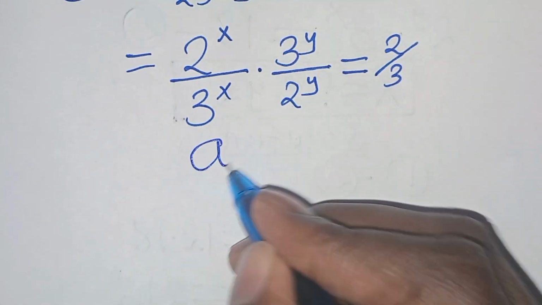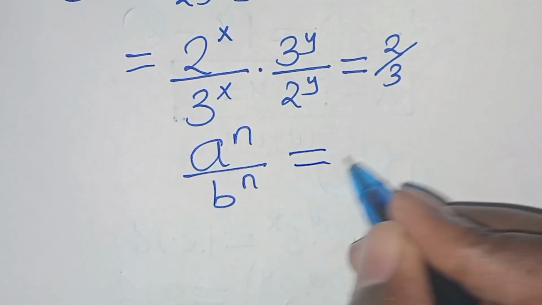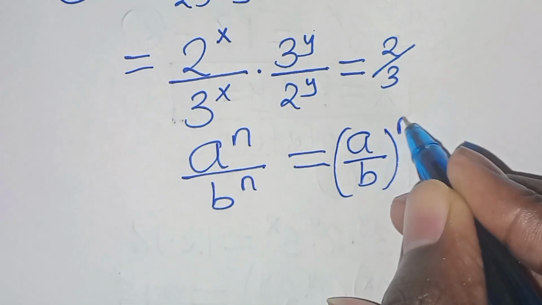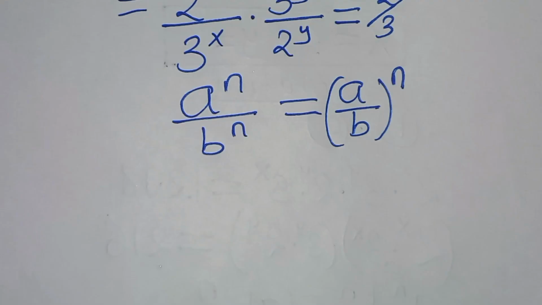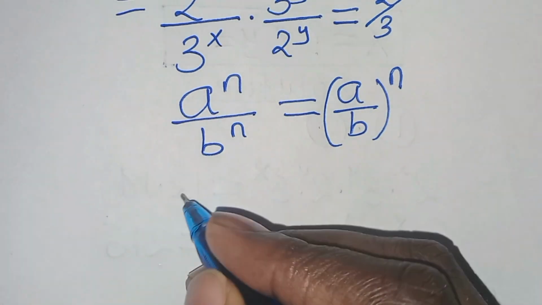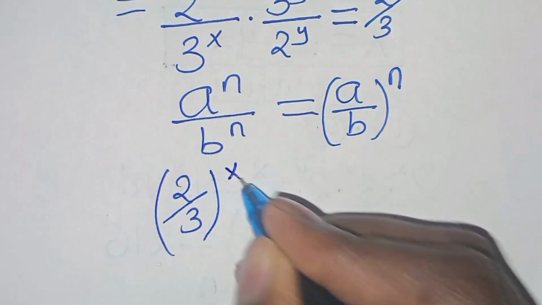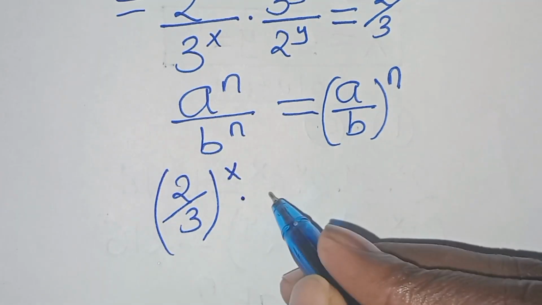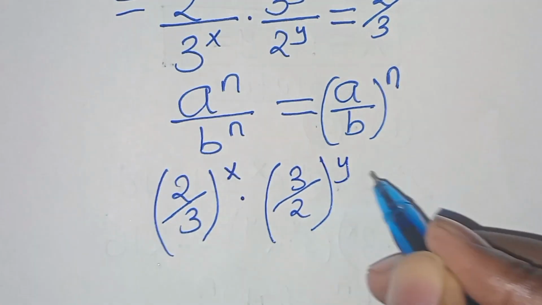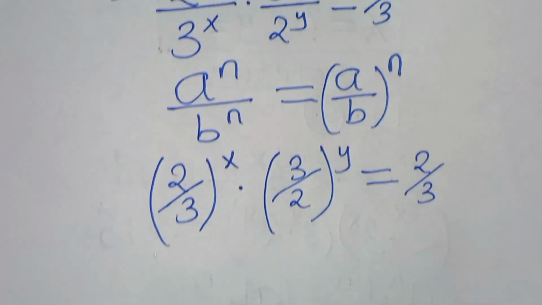This is in the form of a to power n over b to power n, which we can express as a over b raised to power n. Now applying this exponent property, then here we have 2 over 3 raised to power x times, now here we have 3 over 2 raised to power y. This is equal to 2 over 3.